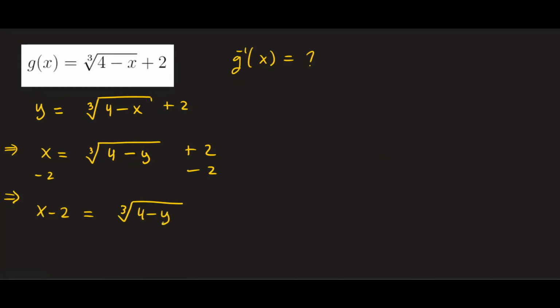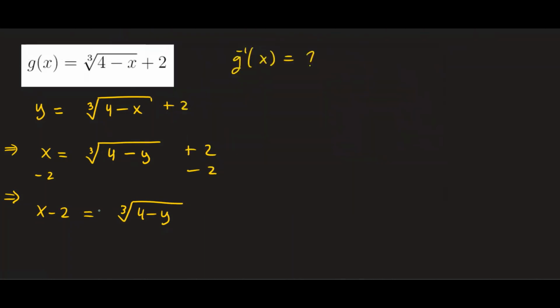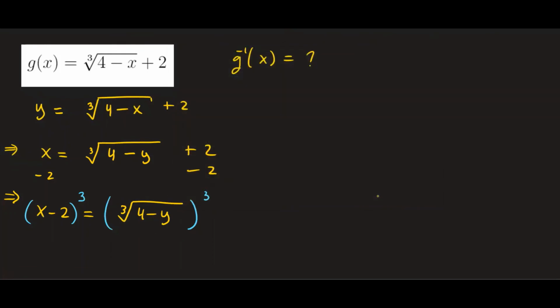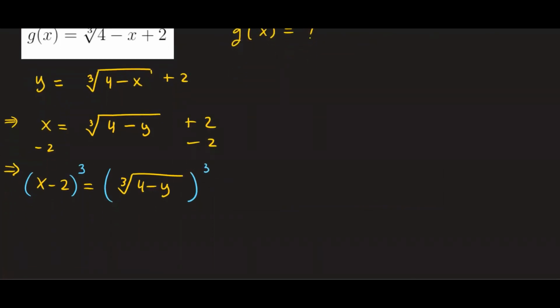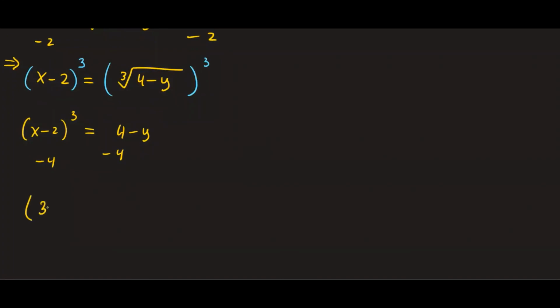And now we need to cancel the cube root because we're still trying to isolate y. So let's go ahead and cube on both sides. So what is that going to give us? Well, on the right hand side, the cube root and the cube will cancel. So that will give us 4 minus y. And on the left side, we still have (x minus 2) to the third power. And next, I can go ahead and subtract 4 from both sides. So that gives us (x minus 2) to the third power minus 4 is equal to negative y.